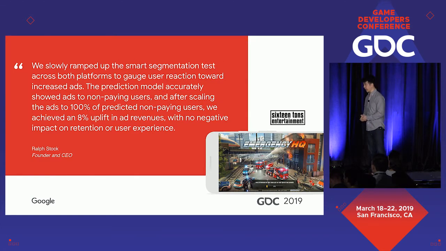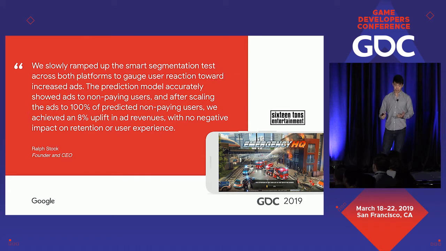For the last six months, we've been testing smart segmentation. We ran a great test with a publisher called 16 Tons Entertainment, who builds a game called Emergency HQ. It's a simulation game, and 16 Tons Entertainment introduced smart segmentation interstitials into their game. They saw an 8% uplift in ads revenue. They didn't see any negative impact on retention, and they didn't see any negative impact on the overall user experience. So that was a great win. Keep an eye out for smart segmentation, and if you're thinking about experimenting with ads, definitely consider using it.